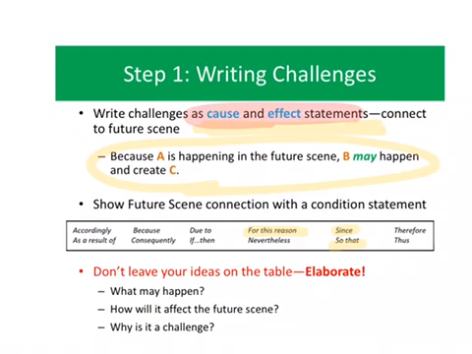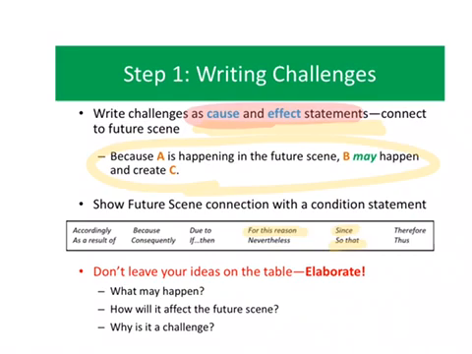An example of something that would be not in the cause and effect form, even though it may be correct that it's occurring in the future scene, is if you said something like, in the future scene, there is a challenge that people don't have safe places to live. Because that's not a cause and effect. You're just stating an effect.